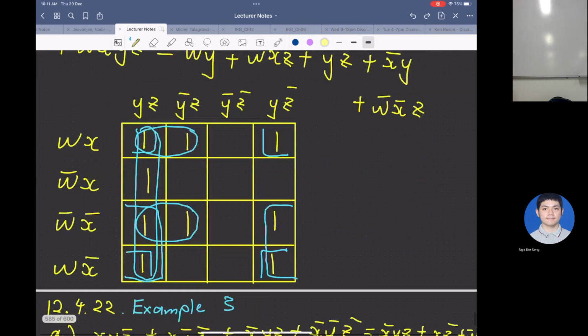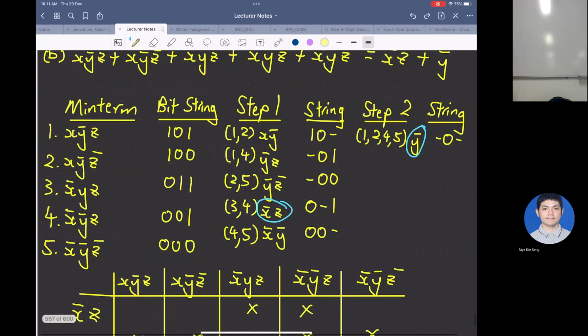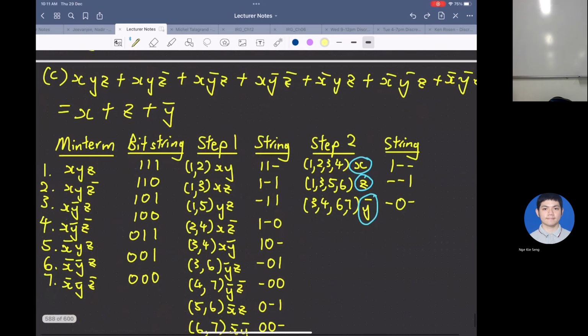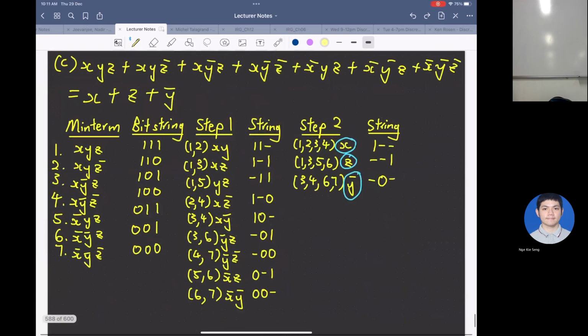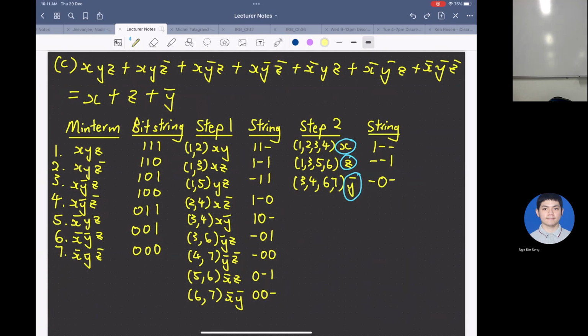So the next part is the QM method. The presentation here is different. Instead of drawing cells, we just label our minterms as 1 or 0. If it is X, we put 1. If it is X bar, we put 0. And then what you do is step-by-step simplification. You simplify adjacent cells in each step.